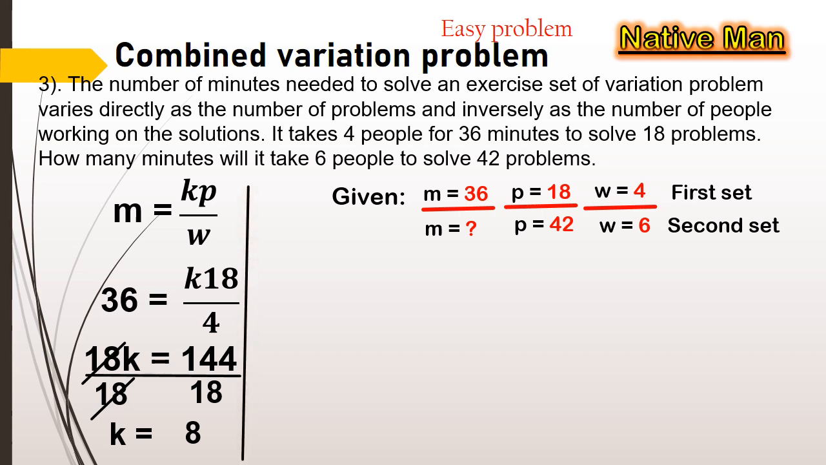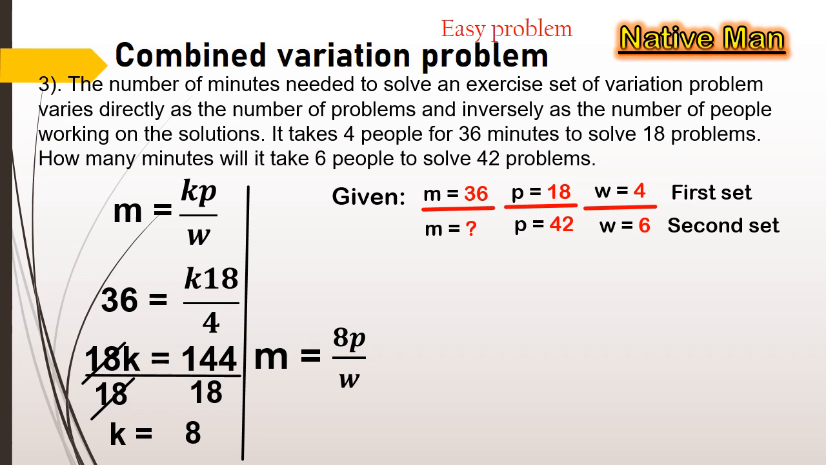Now, solve for the equation of variation. Gawin natin yung equation of variation using the original equation, M is equal to KP over W. So, M is equal to yung K. Substitute natin. Yung solved K natin is 8. So, 8P over W. That is the equation of variation.